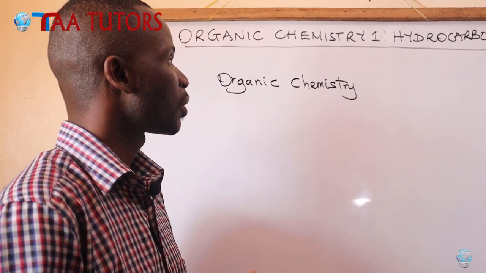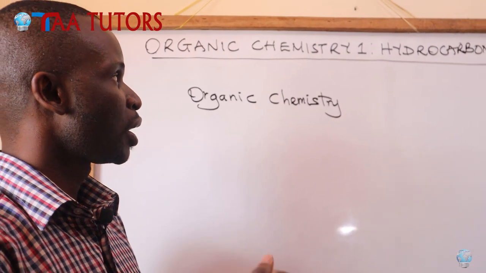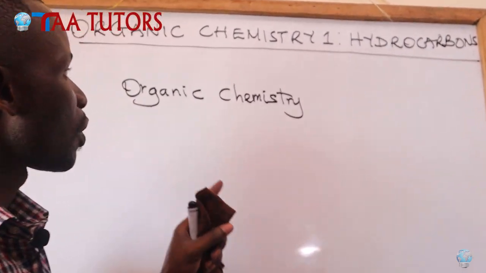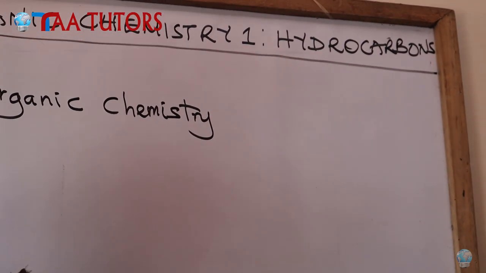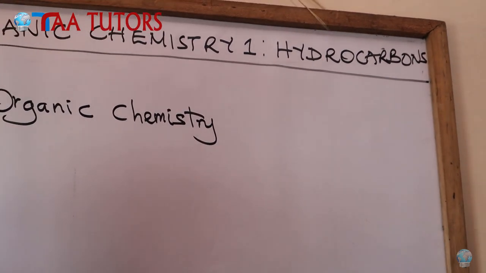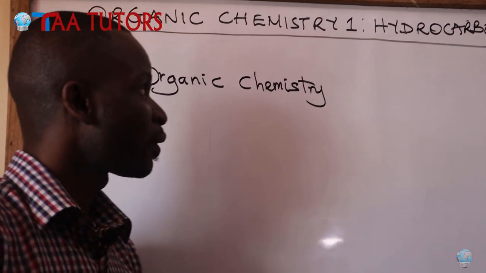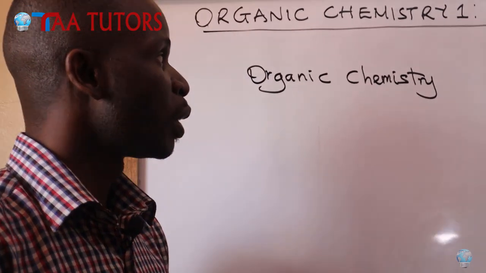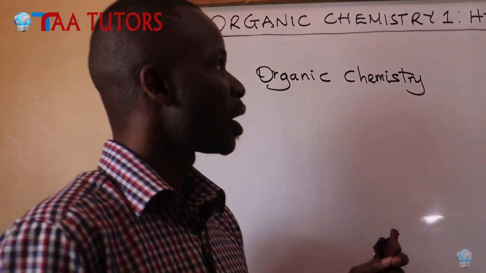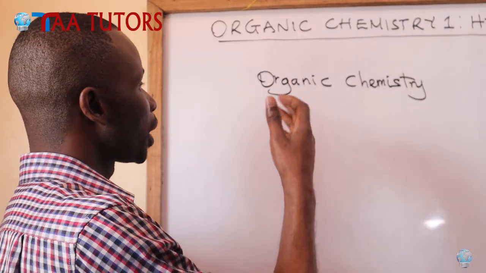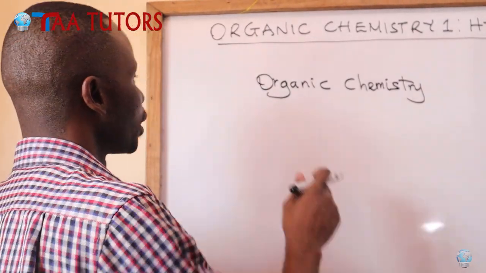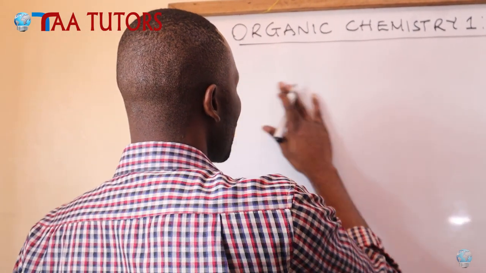Now, today, I want us to start with the first part, because I said we are going to divide organic chemistry into three. The first part will be organic chemistry one, which will talk about hydrocarbons. Organic chemistry two will talk about alcohols, alkanoic acids, and esters. And finally, in organic chemistry three, we will discuss detergents and polymers. Now, without wasting time, let us come to organic chemistry one, which is mainly going to deal with hydrocarbons.